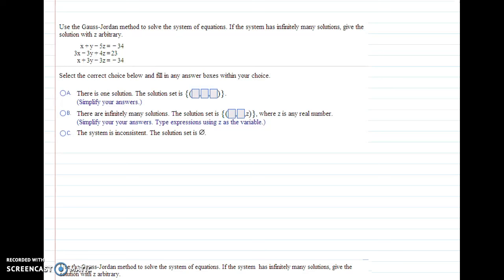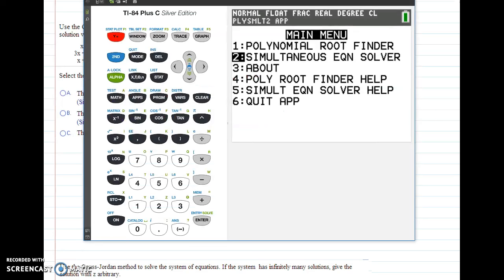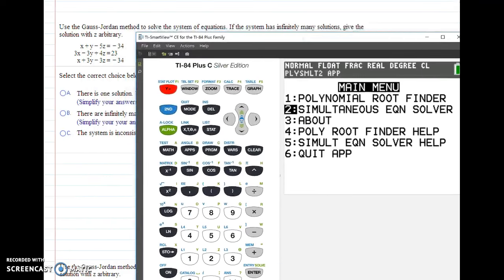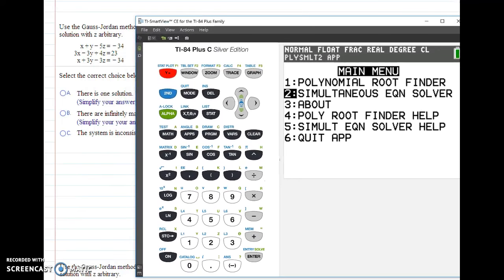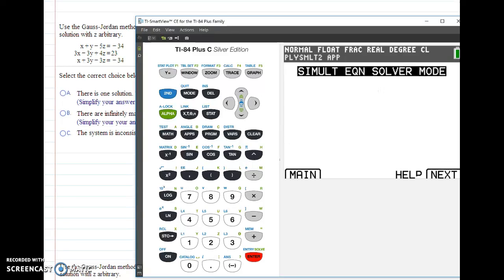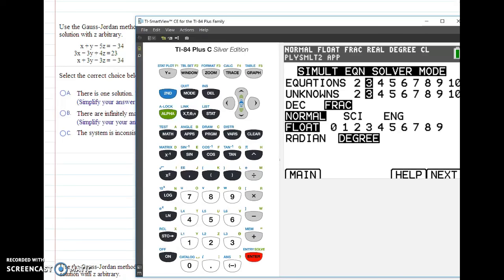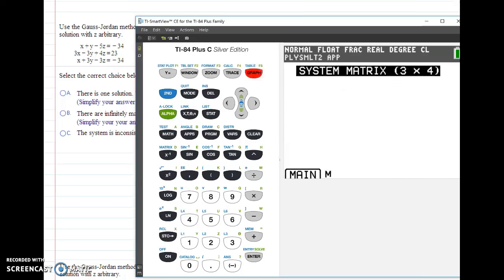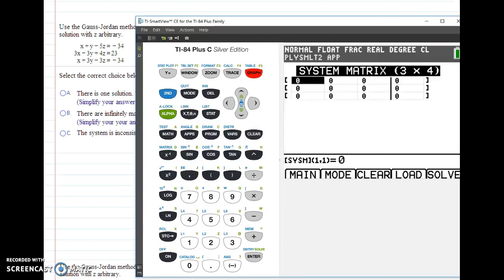All right, just in case you have forgotten how to use Polysmelt, we can do this next one with Polysmelt. So go ahead and open up Polysmelt, which I've got open here. You want simultaneous equation solver, and this one has 3 equations and 3 unknowns. So we're going to type in this matrix, and you can see that vertical line. This is the augmented matrix. So we've got 1, 1, -5, -34. Okay, I'm going to punch in the rest of these numbers.